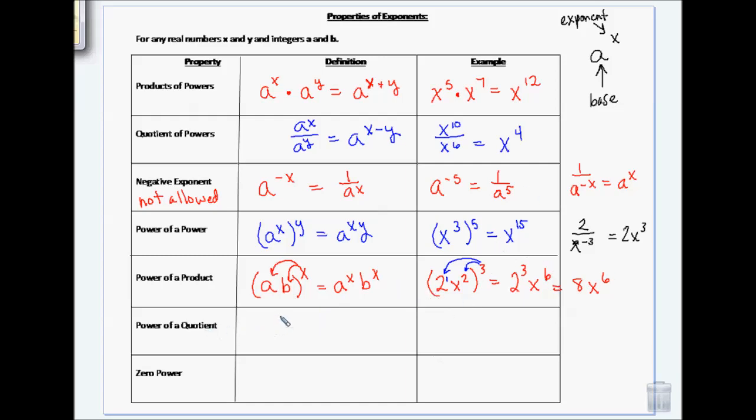Power of a quotient. Same general idea. This exponent becomes applied to both the numerator and the denominator. So let's say I have x squared over y to the third, and I raise that to the 4th. This is going to become x to the 8th over y to the 12th. So I multiply this 4 times the 2 and times the 3.